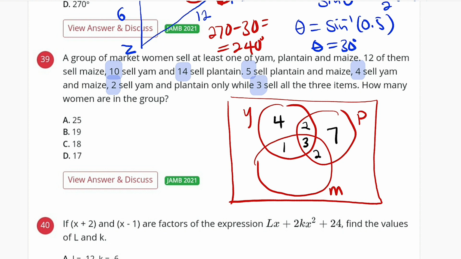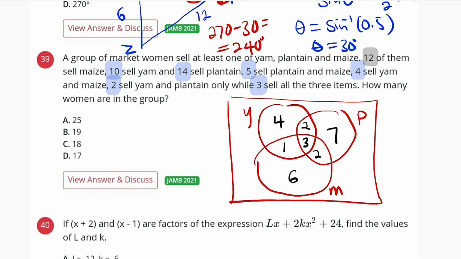And the last one, we have 12. You can see that here. 12 of them sell maize. So under maize, we already have 1, 2, 3, then plus 3, 6. So all we have to write here is 6 because we already have 6.